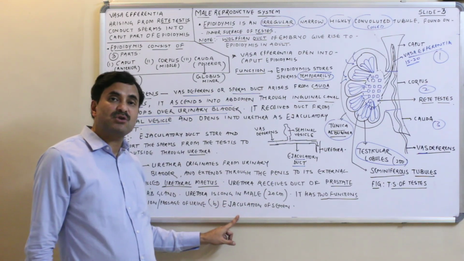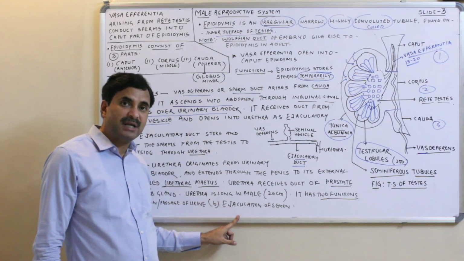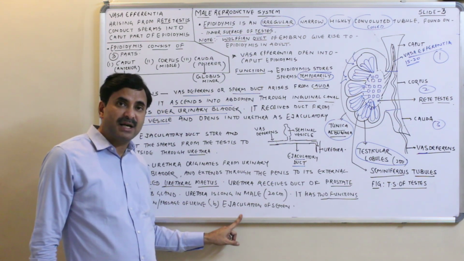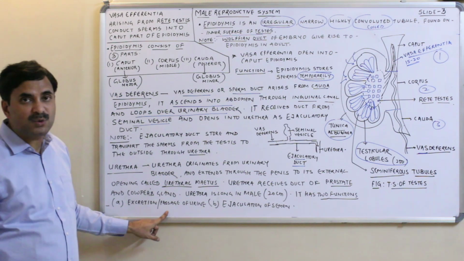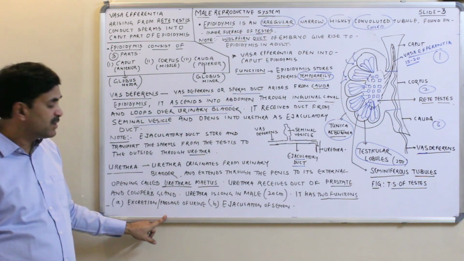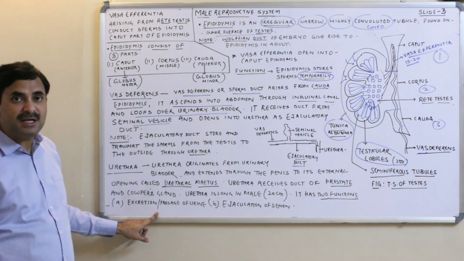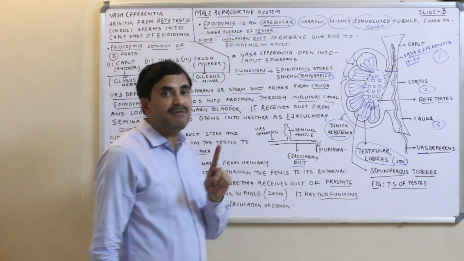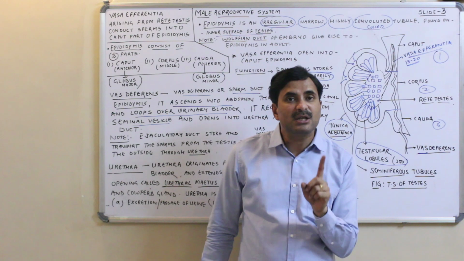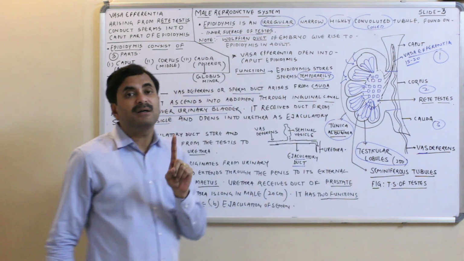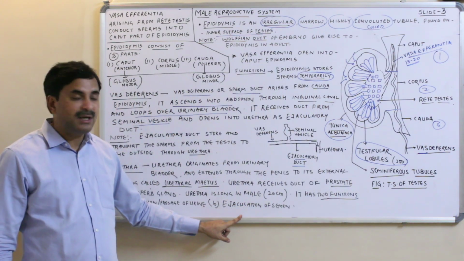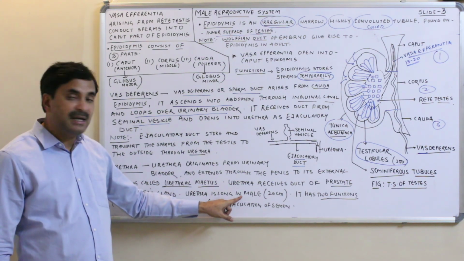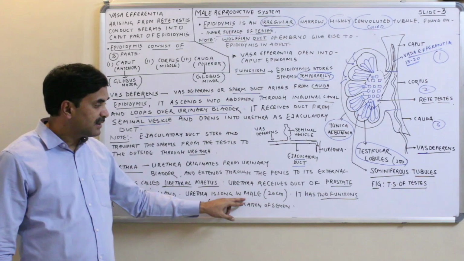At the time of sexual excitement, ejaculation of semen will occur from the urethra. But during the normal course, when there is no sexual excitement, the urethra is meant for the passage of urine. But remember one thing, only one thing will be passed at a time, either urine or semen. Because of its dual function, it is 20 centimeter in length.